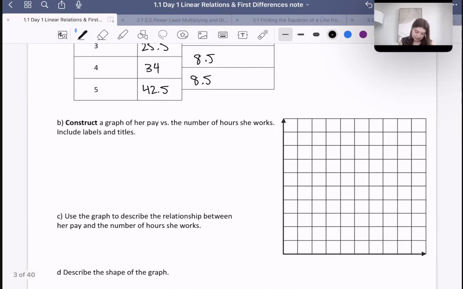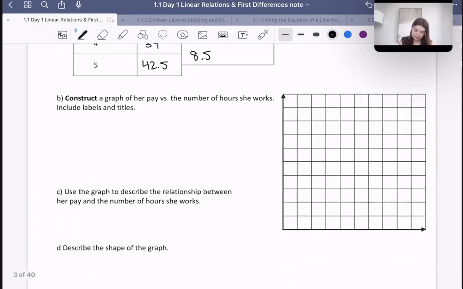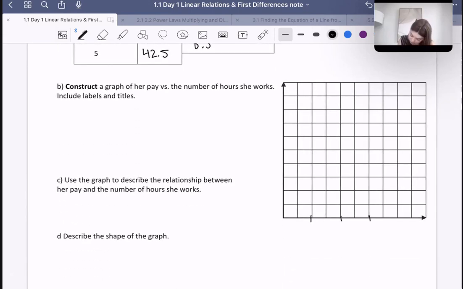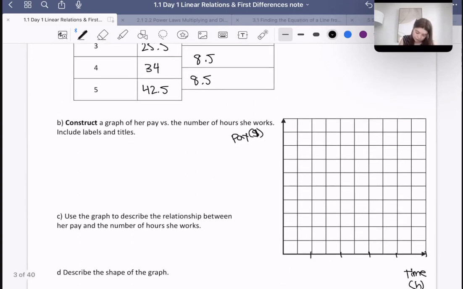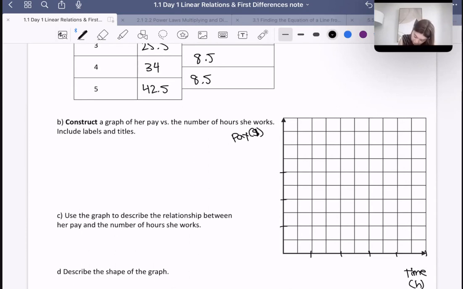Next, it says construct a graph of her pay versus the number of hours she worked. Okay, so number of hours is one, two, three, four, or five, presumably. And then her pay in dollars is up to 42 and a half. Okay, so if we do 10, 20, 30, 40, 50, then we are good. So that's what I'm going to use just for the sake of using a relatively easy scale. I never recommend using a scale that is difficult to use. I always recommend using a very simple scale. It'll make your life easier.